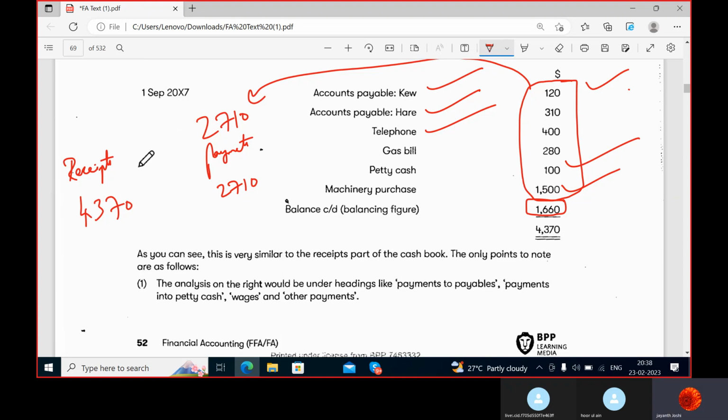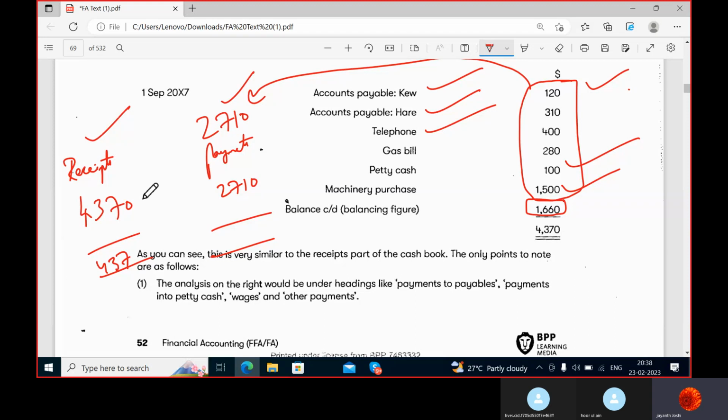See, as per the rules of accounts, your receipt total should always be equal to the payments total. But do you think that these totals are equal? Come on, tell me. Hello? No, sir. These totals are not equal. Of course, the receipt side total is more than the payment side.